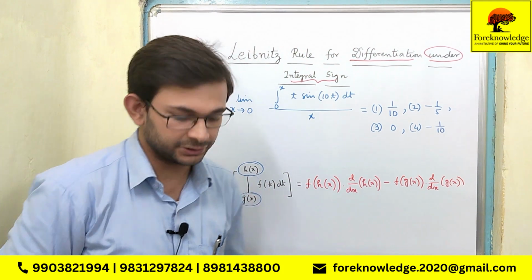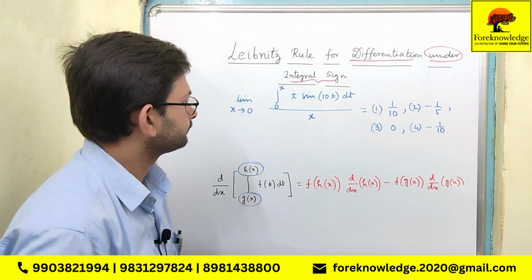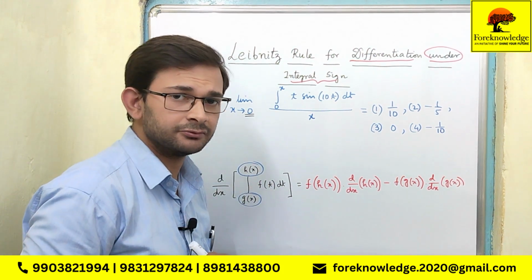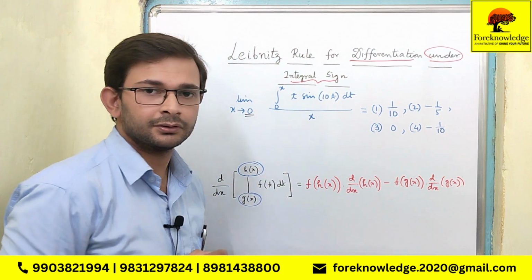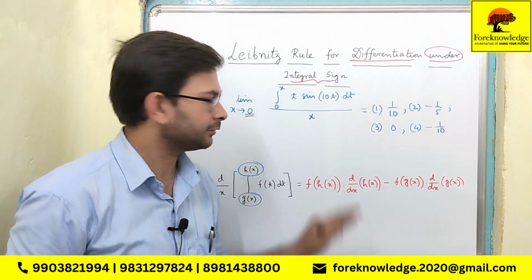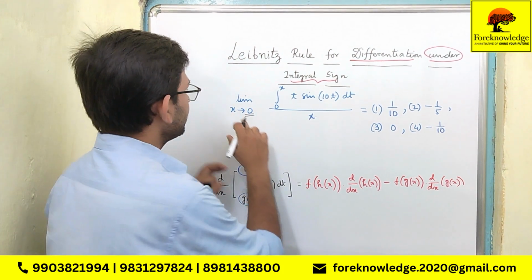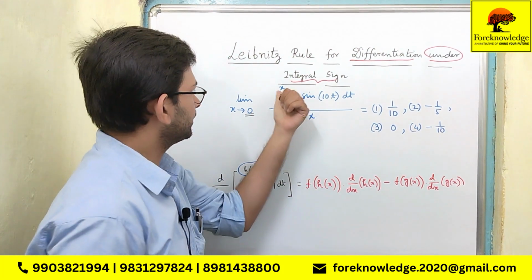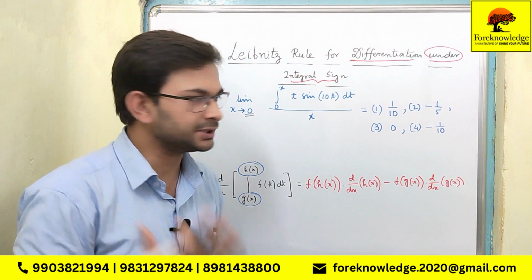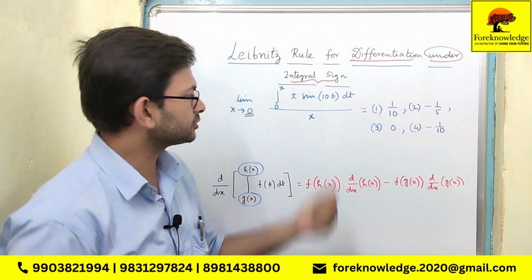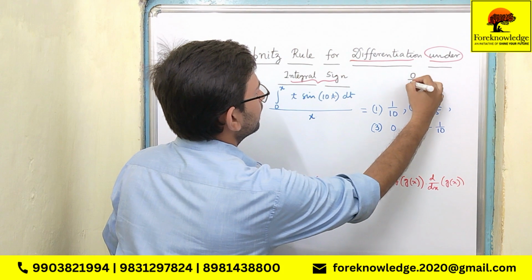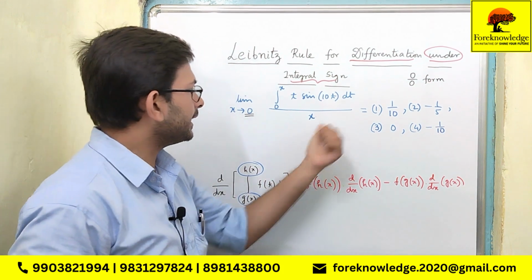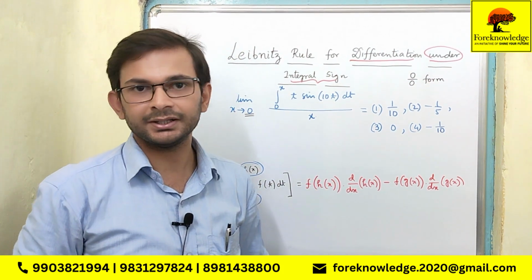How do we approach the question? Look, if we put the value here, what is the limiting value? The limiting value is 0. So if we put 0 here, then the denominator is 0. And if we put 0 here, then 0 to 0, a definite integral, what happens? A definite integral from a to a, the value becomes 0. So this is nothing but a 0 by 0 form, and we can apply L'Hospital rule here.